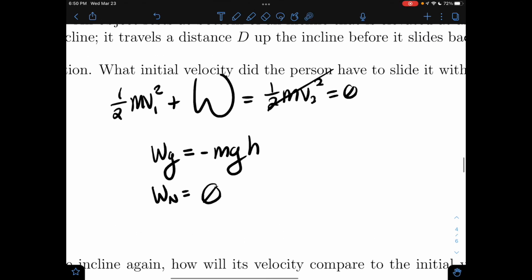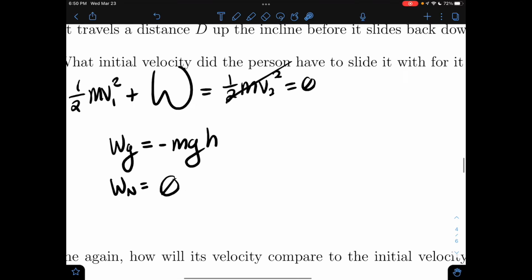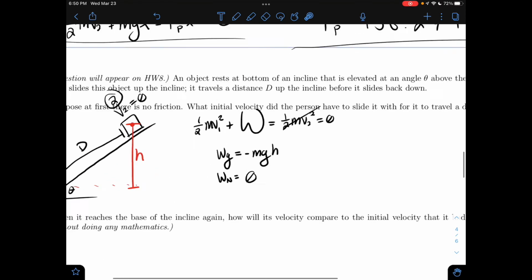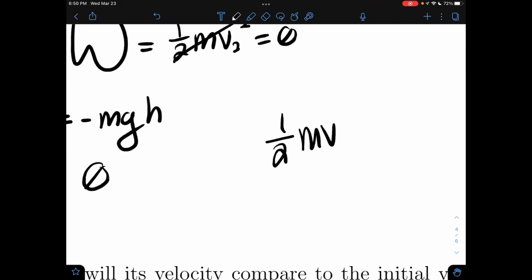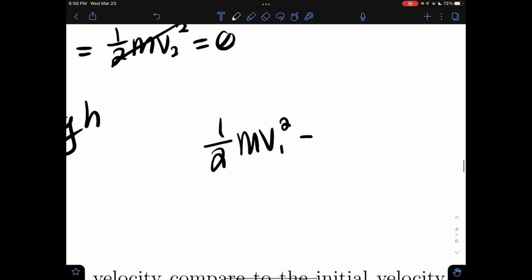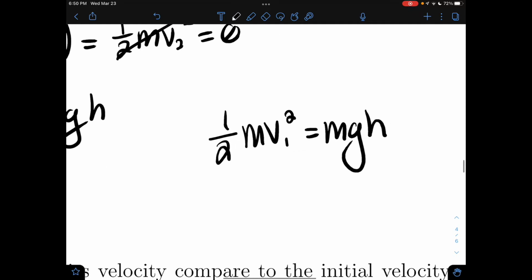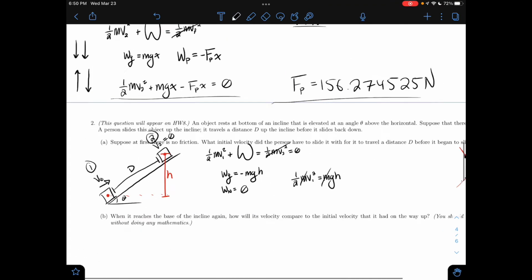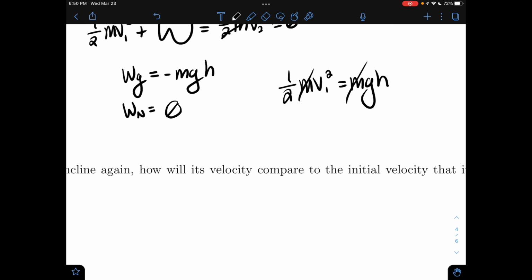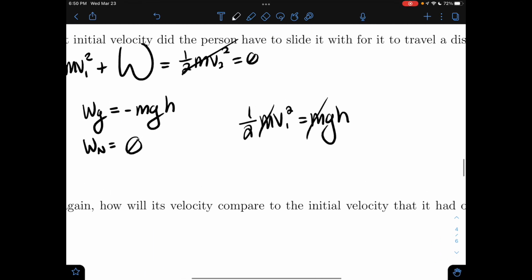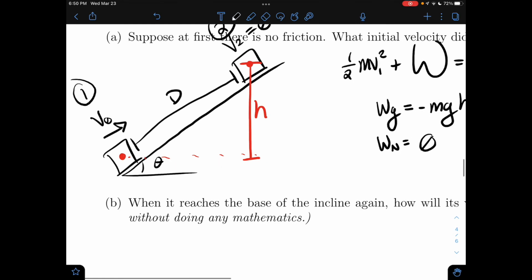So now it's asking what velocity we had to slide it with in order to reach this distance. So we're solving for the initial velocity. I'm going to plug in and solve this equation here. This is a negative on this side, so I'm going to add it to both sides, so I can say that it's 1/2 mv1 squared equals mgh. I can divide the mass out on both sides, because we're not given the mass, so we should probably not have it in terms of mass if we don't know what it is. And now let's think about what this h is as well, because that's not in terms of our givens.